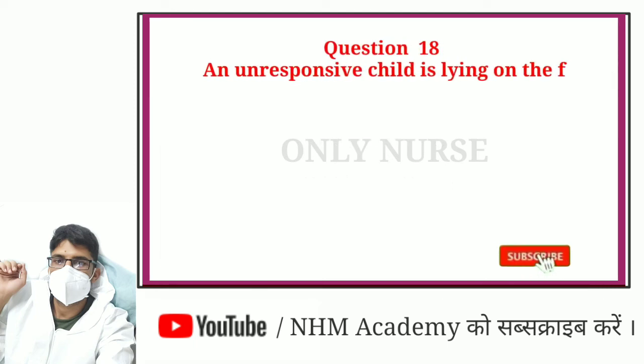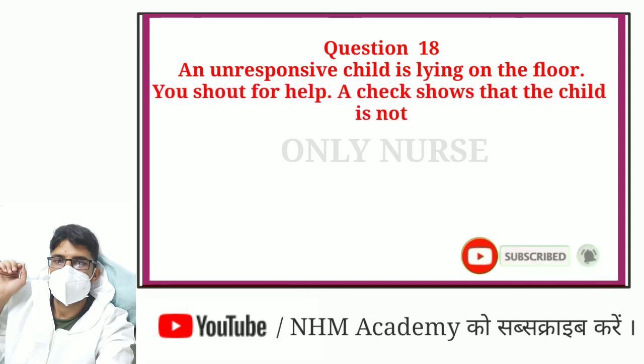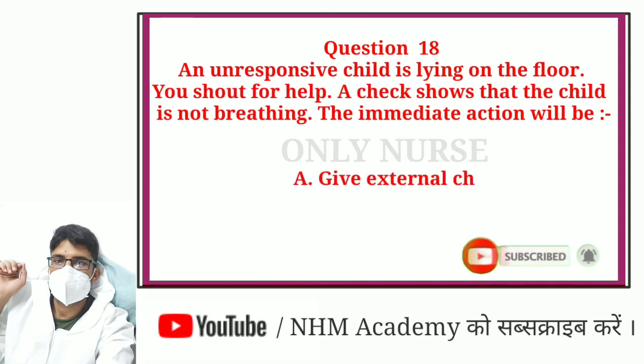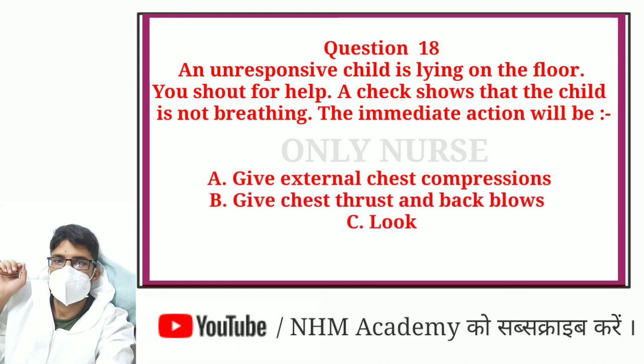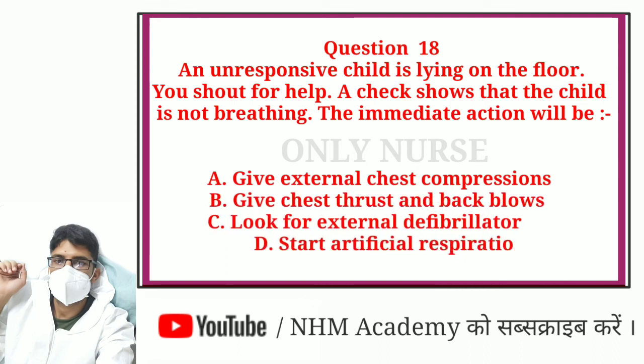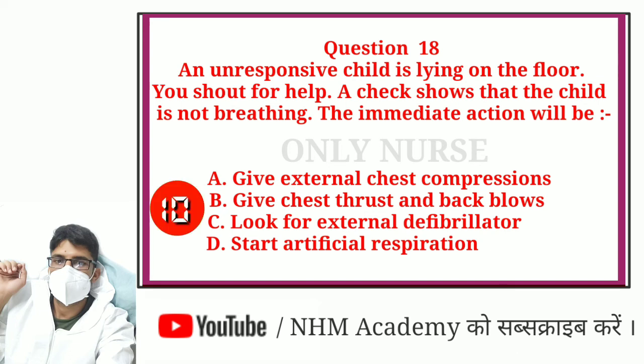Question 18. An unresponsive child is lying on the floor. You shout for help. A check shows that the child is not breathing. The immediate action will be. Options: A. Give external chest compressions. B. Give chest thrust and back blows. C. Look for external defibrillator. D. Start artificial respiration. Right answer of this question is option A. Give external chest compressions.